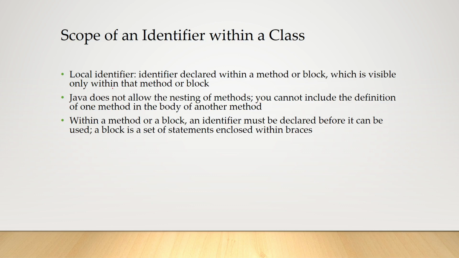Okay, a local identifier is declared within a method or block, which is visible only within that method. It depends on the scope of where you declared the identifier. So if it is declared locally, its scope is local. If it is declared globally, its scope is global.